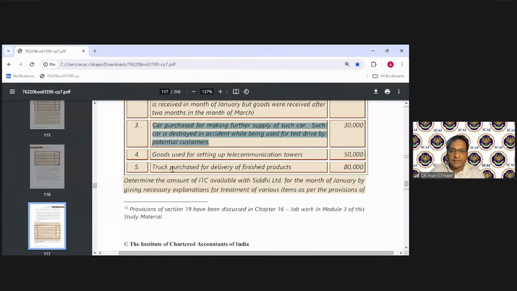Last, truck purchased for the delivery of finished goods. Will the ITC be allowed? ITC would be allowed because it is not the transportation of persons.